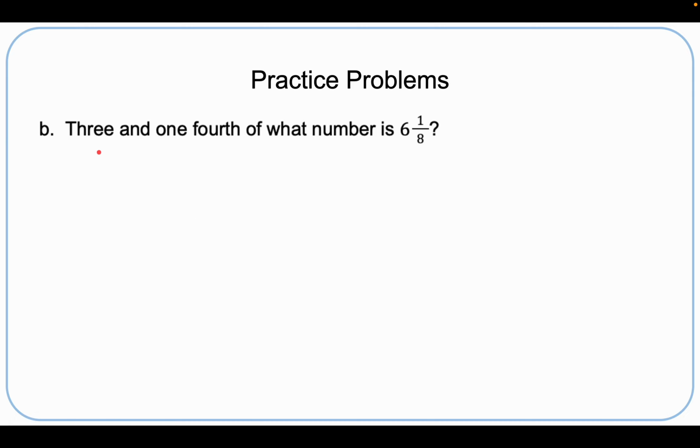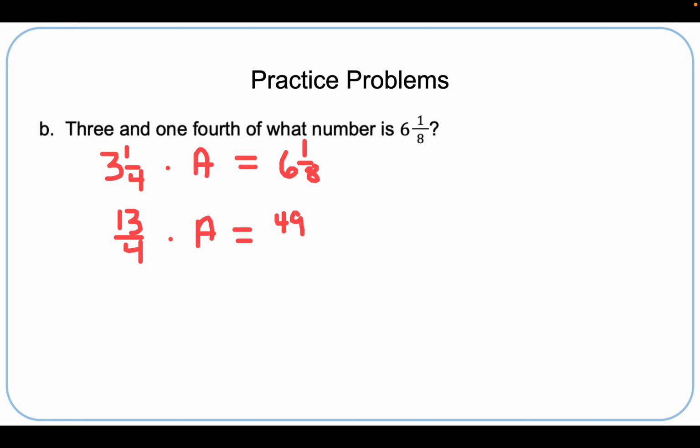Next one, 3 1/4 of what number is 6 1/8? Let's change our mixed numbers to improper fractions. We get 13 over 4 times A equals 49 over 8. To get A by itself, we need to multiply by the reciprocal here. So multiply by 4 over 13.